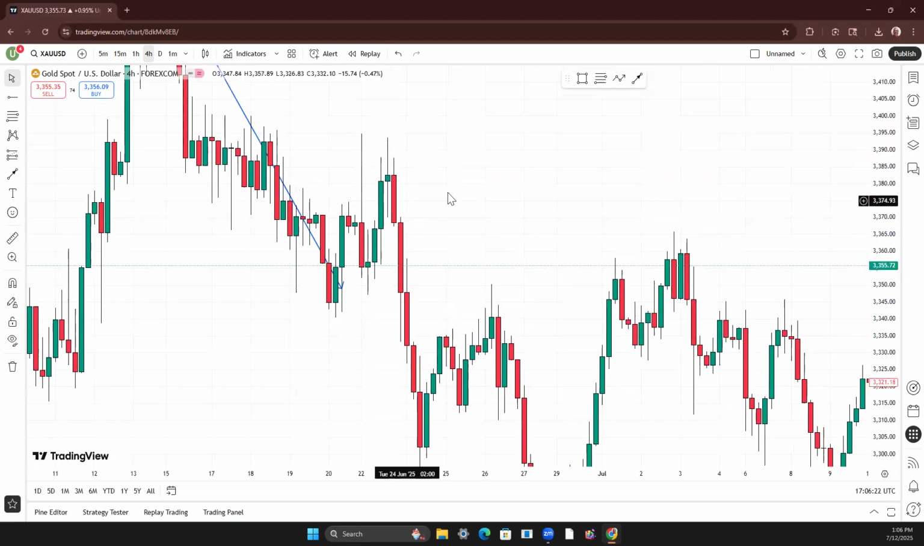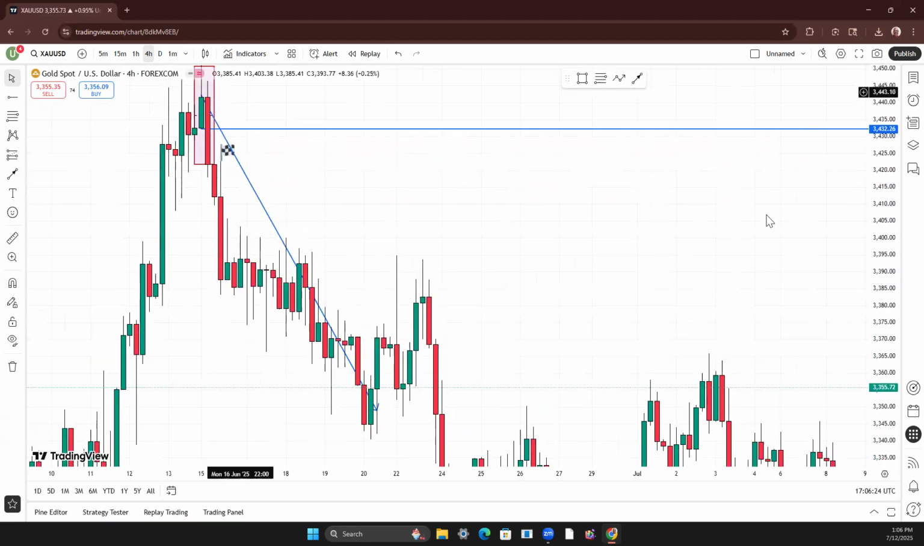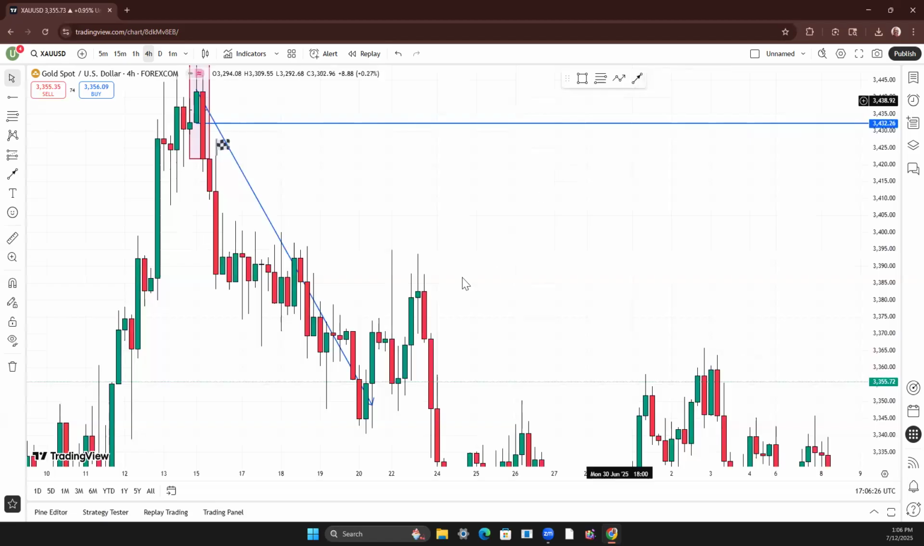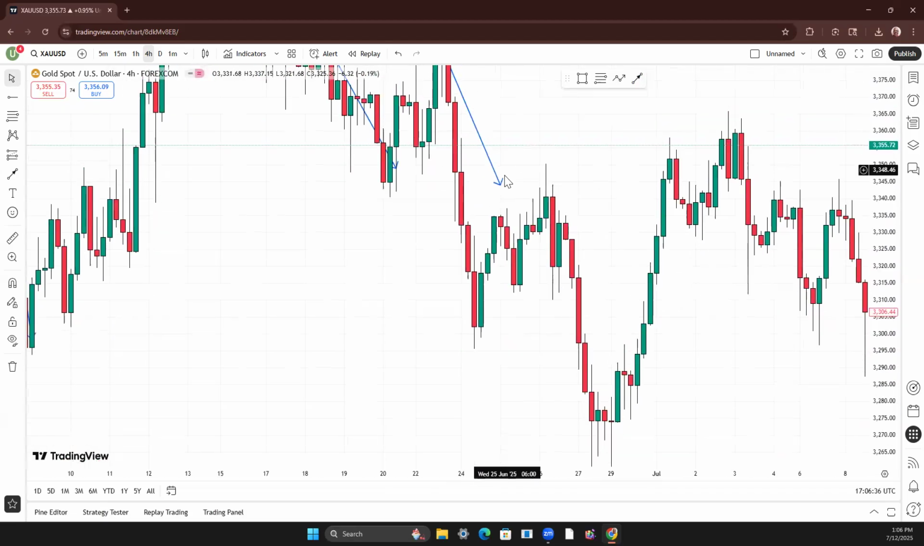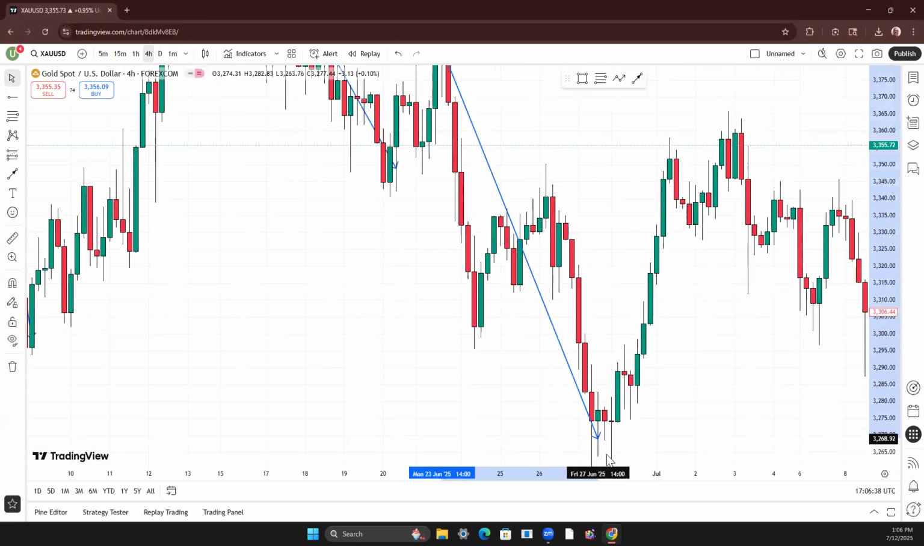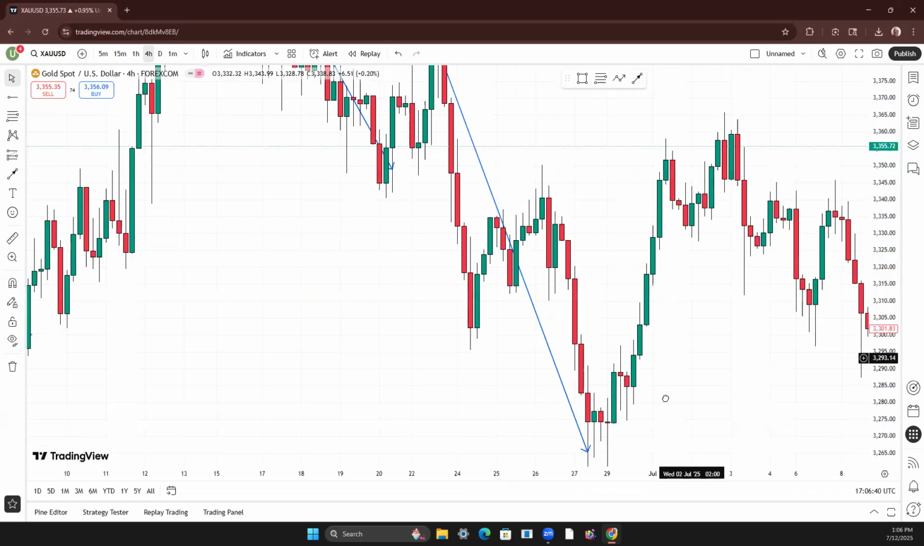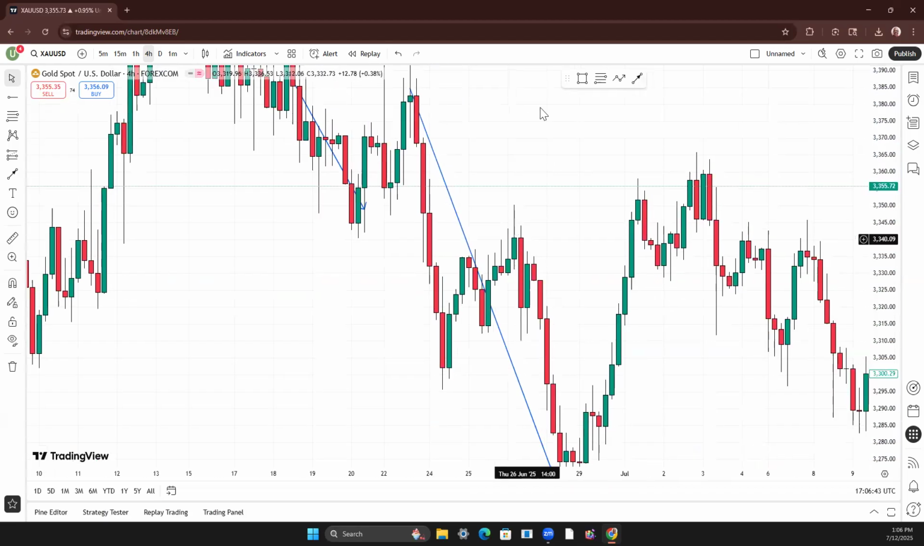And it continued right here. So if you put your stop loss above, wow, this would have been a great trade. You never would have hit your stop loss. Because here we have the same pattern. Same pattern.